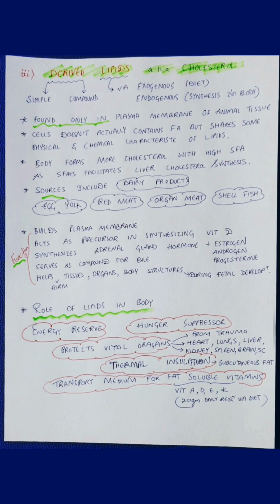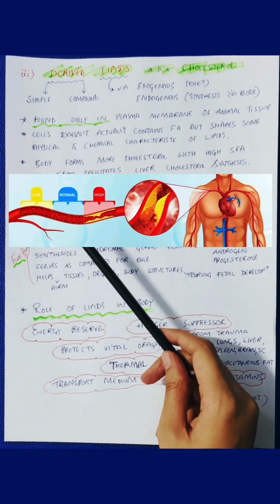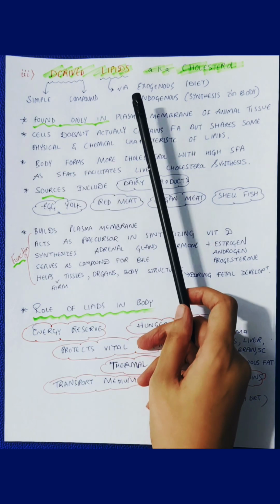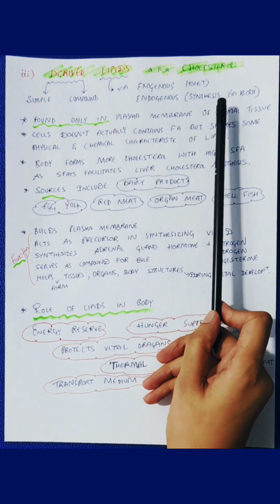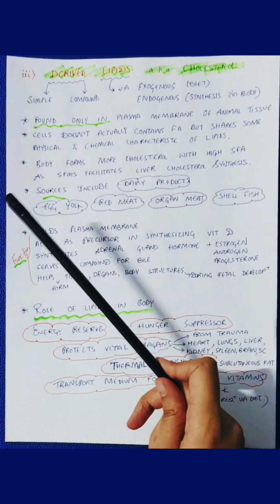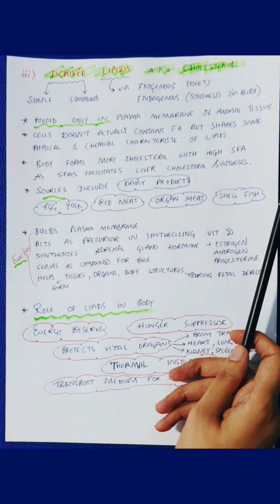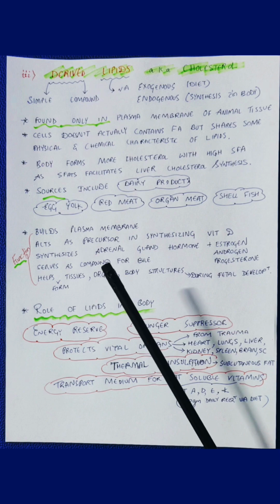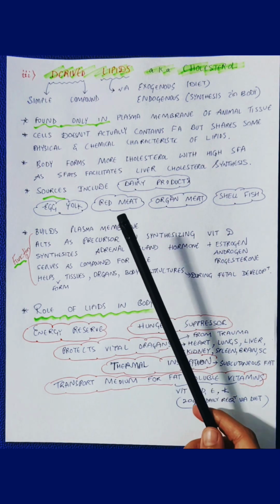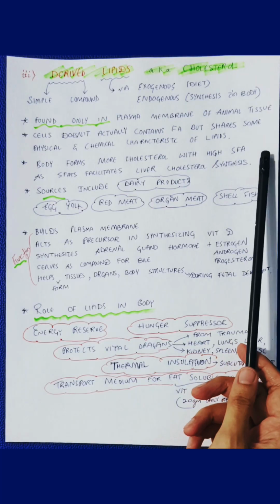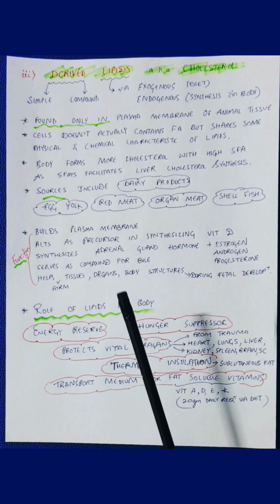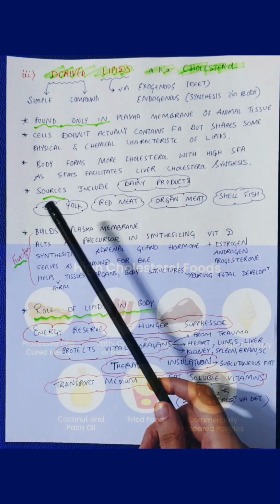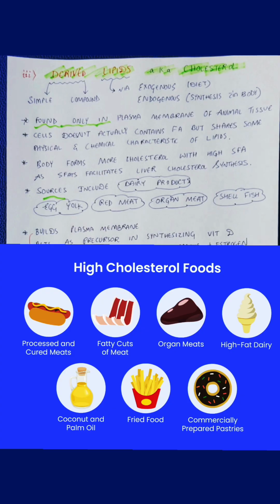Then we have derived lipids, also known as cholesterol. They are a combination of simple and compound lipids, present exogenously through our diet and endogenously through synthesis within our body. Derived lipids are found only in the plasma membrane of animal tissues. These cells don't actually contain fatty acid but share some physical and chemical characteristics of lipids. Hence, the body forms more cholesterol with high saturated fatty acid, as saturated fatty acids facilitate liver cholesterol synthesis. Sources include dairy products, egg yolk, red meat, organ meat, shellfish.